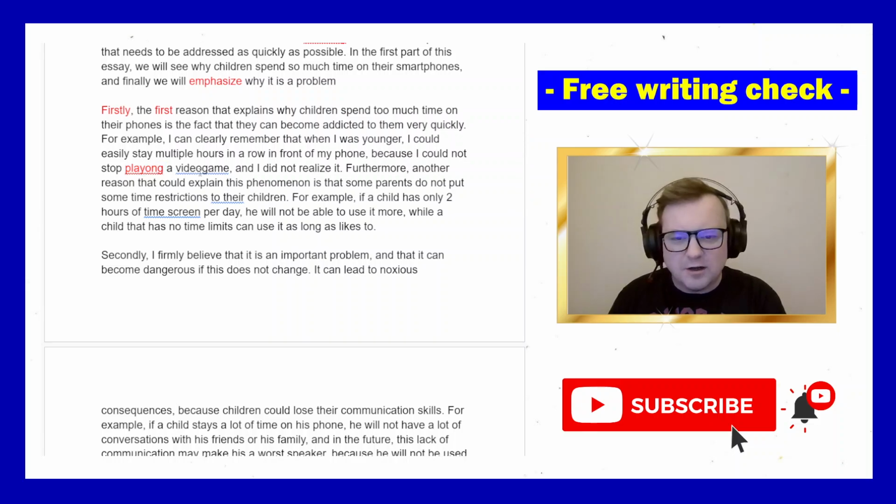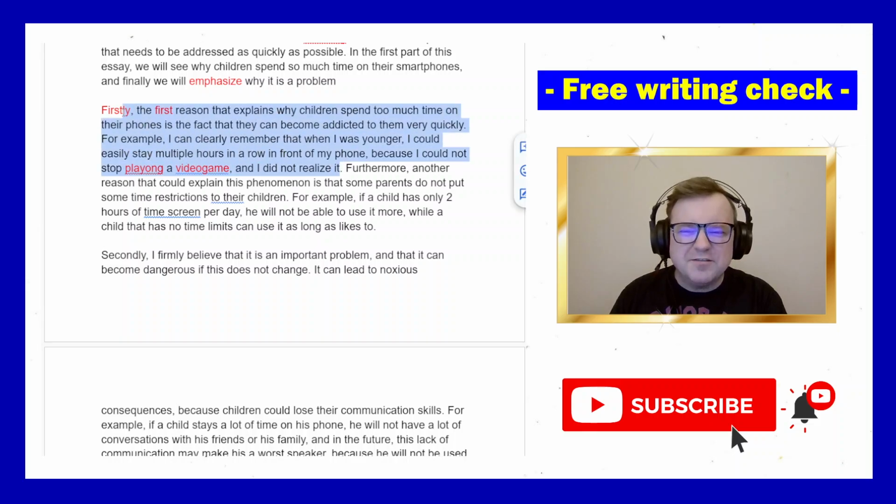Stop playing a video game. Video game should be 2 words. Okay. And I did not realize it. Okay, I'm not convinced that this is a strong argument why children spend too much time on their phones, only they get addicted, and I remember that I spent a lot of time on video games. Okay. Furthermore, good signposting language. Cool.